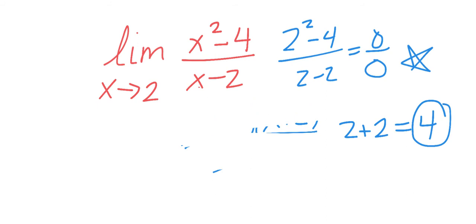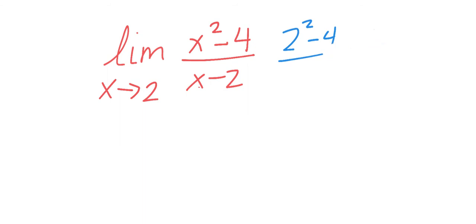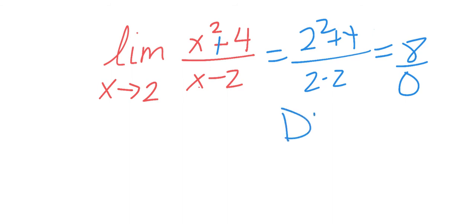Okay, let's try another one. Let's say we have limit as x approaches 2, but the top is like that. So this time when we plug in, we get 8 over 0. I don't have to go any further. I mean, I have to answer the question still, but I don't have to go any further in terms of algebra or graphing or anything like that. If I get a number other than 0 over 0, then I know this is an essential discontinuity. If the function has an essential discontinuity there, the limit does not exist.